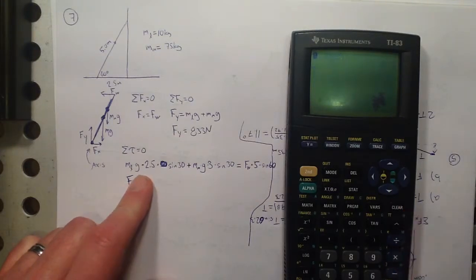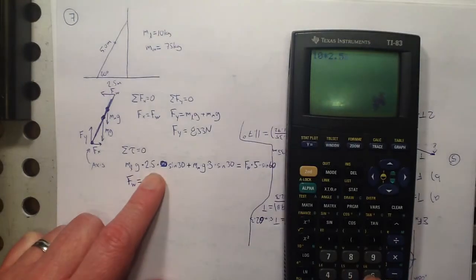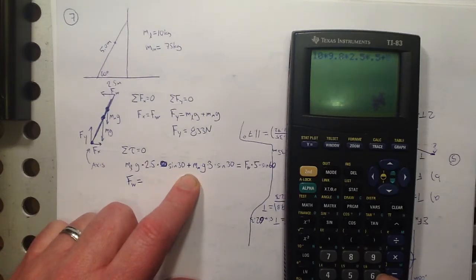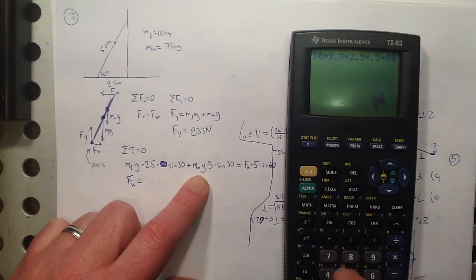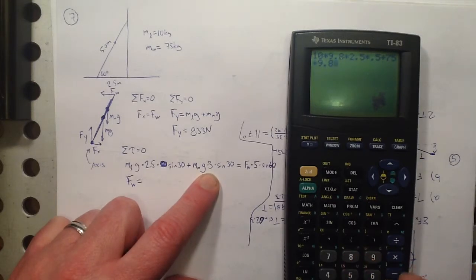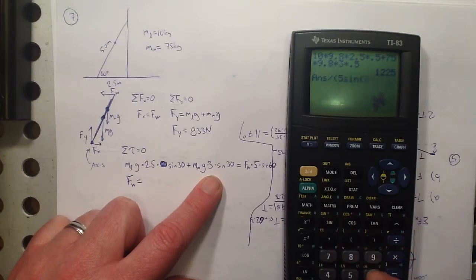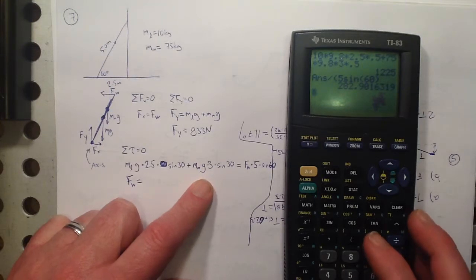So let's do that. So the mass of the ladder times 9.8 times 2.5 times the sine of 30, which is 1/2, plus the mass of the man times 9.8 times 3 times the sine of 30. All that divided by 5 sine 60. That's about 283 newtons, looks like.